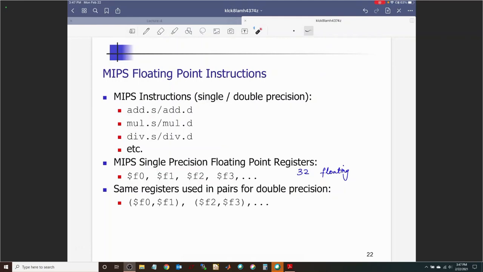The story for double precision is .d after the instruction itself, add.d and so on. And because it is now double precision, we use the same registers but as pairs for double precision. So F0 and F1 together make a 64-bit register. Then F2 and F3 and so on. So only 16 double precision floating point registers.